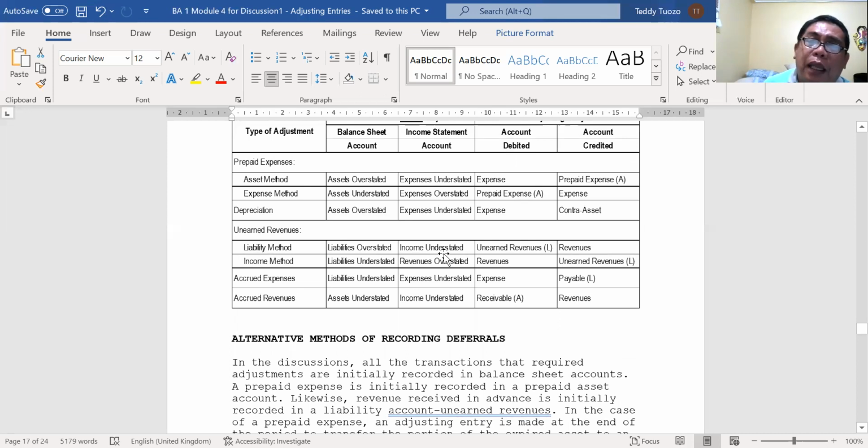I mean, the most common method used is actually the asset method and the liability method. Asset method for prepaid expenses and liability method for unearned accounts. But of course, for accrued expenses, there is no excuse, it's always accrual that is to be used. There is no method there to be applied. So take note of this one, what our entries are to be recorded.